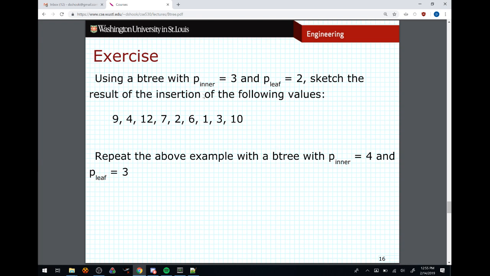What happens next? I pass a value up. I take this 4, and I pass it up to the parent, but uh-oh. The parent is full now. The root is full, so I have to split this one. Let me just put my 9 and 12 down here, make some space for this tree to grow. Okay, so there's no room for the 4 here, so I have to split it.